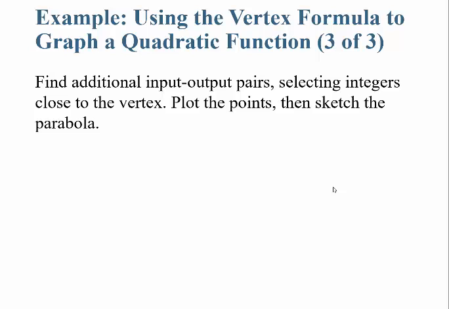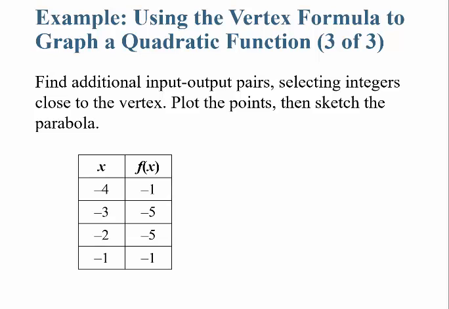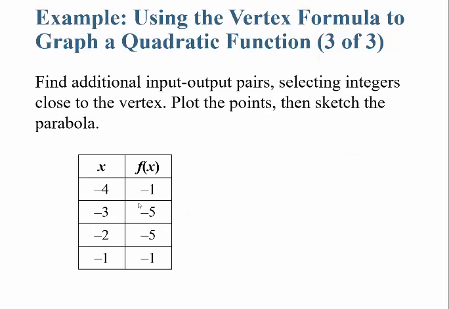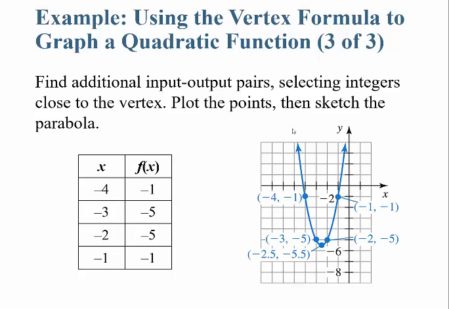The next thing you want to do is find additional input-output pairs. All you have to do is select integers close to the vertex and plot those points. Remember, the vertex was at negative 2.5, so I'll pick negative 3, negative 4, negative 2, negative 1. Those are close to negative 2.5. Get the corresponding f of x values by plugging them in. These are the values when I plugged in negative 2, negative 3, negative 1, negative 4. You can get a nice parabolic graph here.